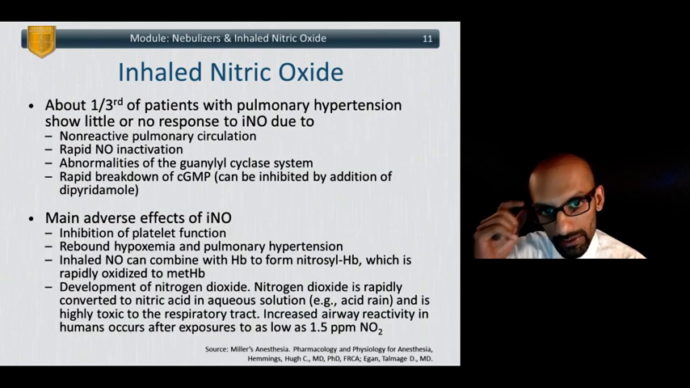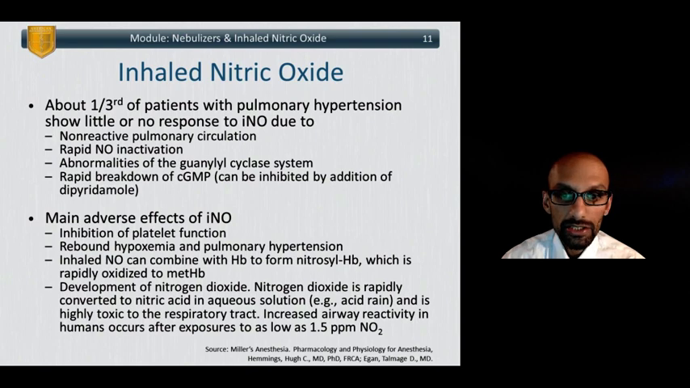So inhaled nitric oxide, about a third of patients with pulmonary hypertension show no response to inhaled nitrics. It's quite a fraction of patients that won't respond. They just have non-reactive pulmonary circulation, or they have far too rapid nitric inactivation. There may or may not be abnormalities of the guanylyl cyclase system, or there may be a rapid breakdown of cyclic GMP, which can be inhibited by the addition of dipyridamole.